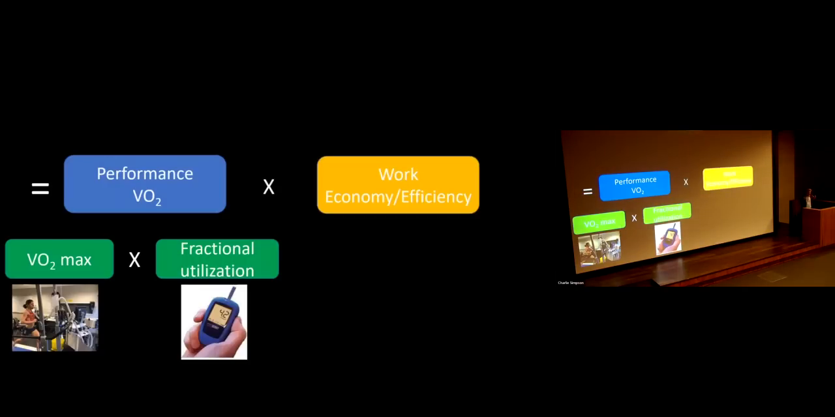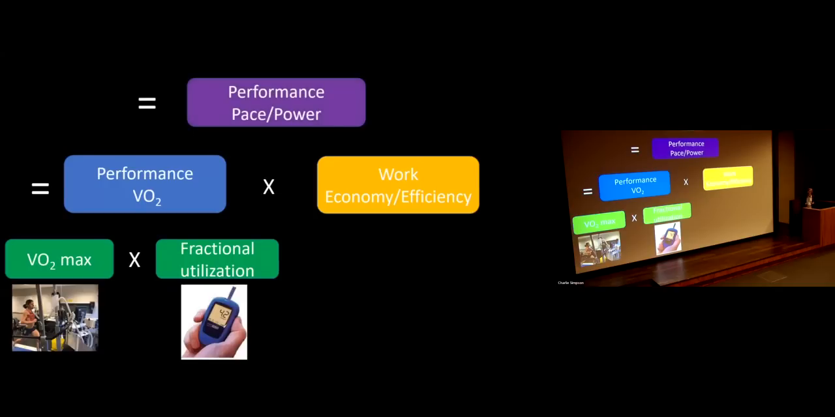And then we need to connect it to the chassis or the bike and say, well, for that given metabolic power that you can bring to the task, how fast can you go? What's your efficiency or your economy? And then we put that together, and then we have performance pace or power. So that's a basic model. And then we throw in a bit of anaerobic capacity.